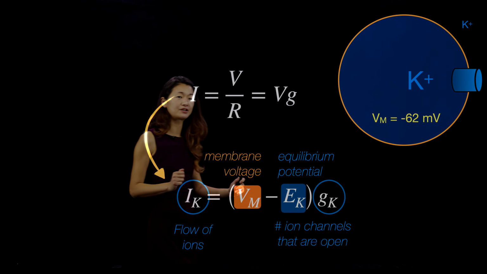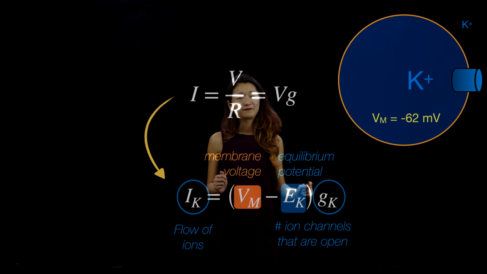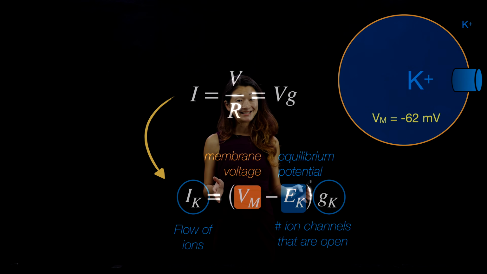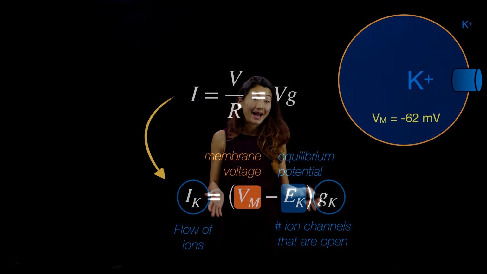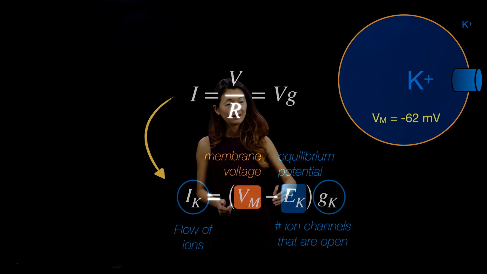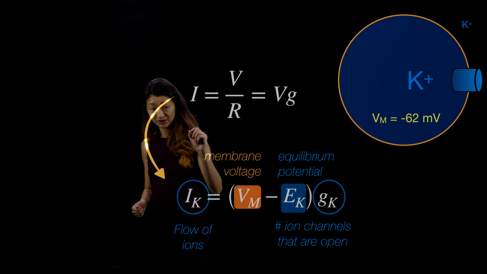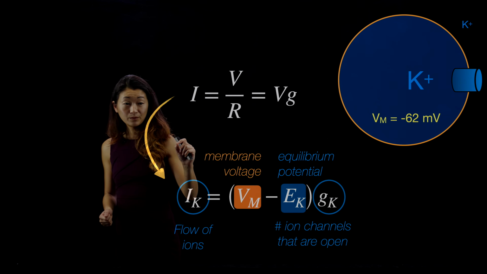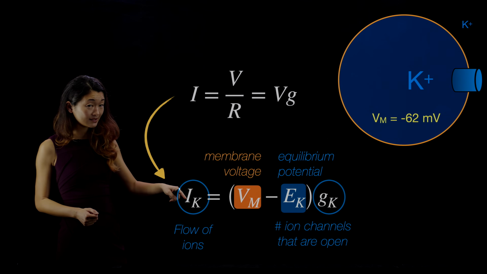Now let's look at this other term here. What if V sub m, the membrane voltage, is exactly the same as the Nernst potential of potassium? So we're already there. We're already at the target equilibrium potential. This quantity, this subtraction, will give us also 0, which means that the flow of ions is once again 0.